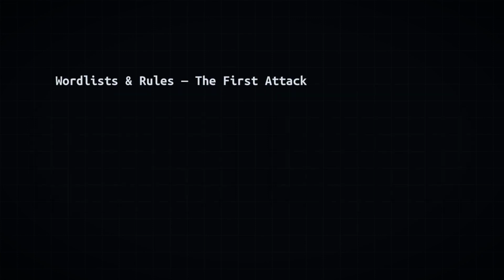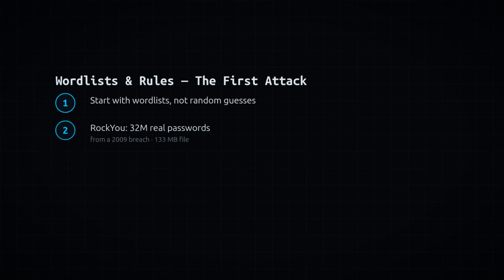Attackers do not start with random guessing. They start with word lists. The RockYou word list, derived from a 2009 breach of 32 million user passwords, contains the most commonly used real passwords in order of frequency. It is 133 megabytes of real passwords people chose. Hashcat processes every entry in that list in seconds.